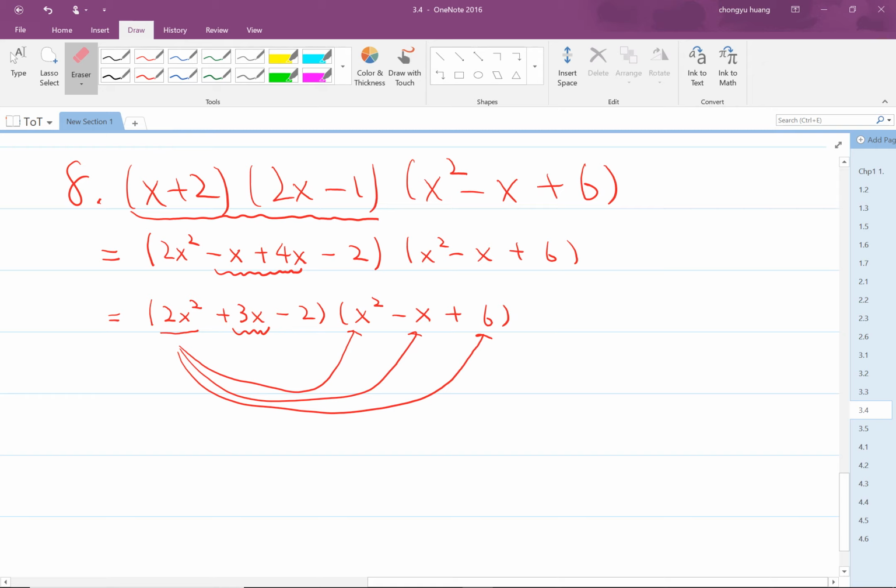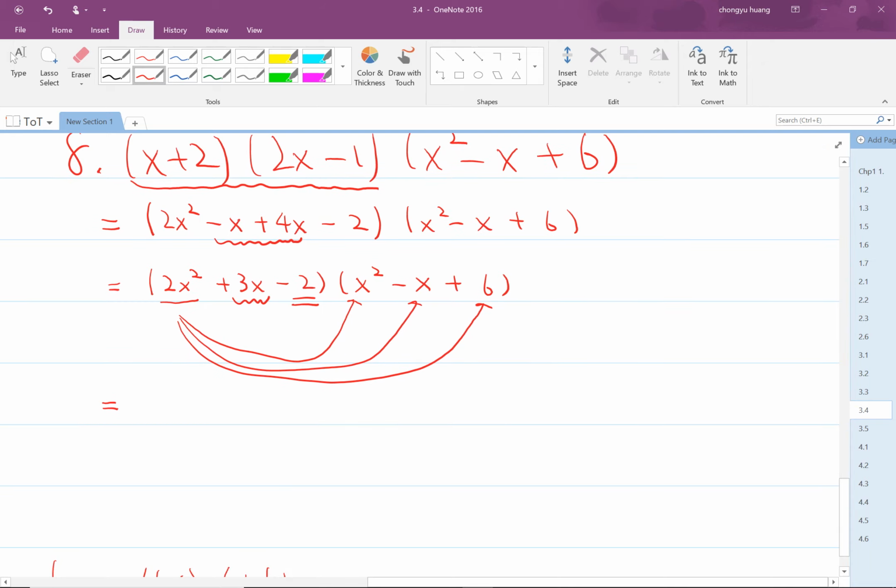So maybe this time I show you a little bit of detail. We have to do the same thing. Keep in mind, we also have to multiply the same thing by 3x and -2, okay? So we have to multiply it, right?